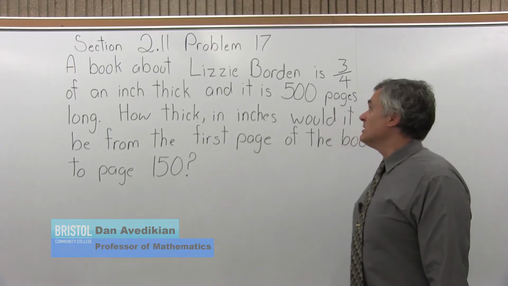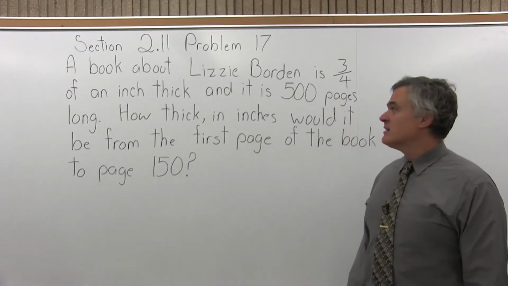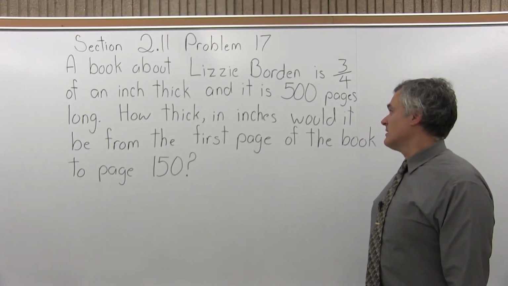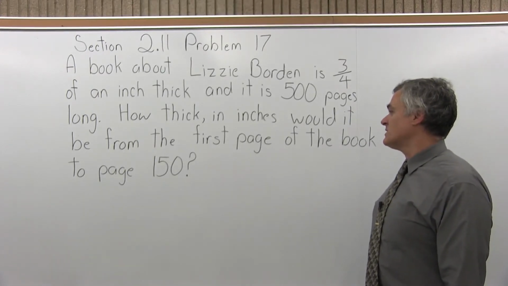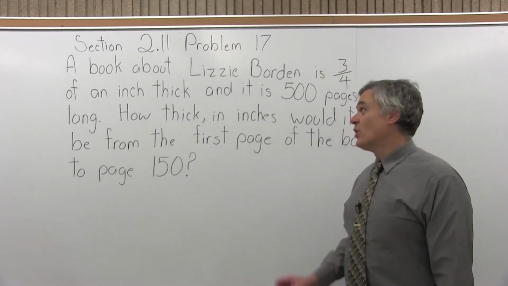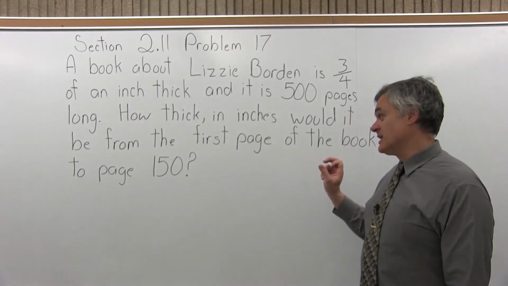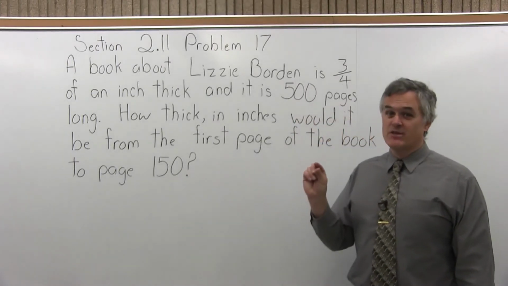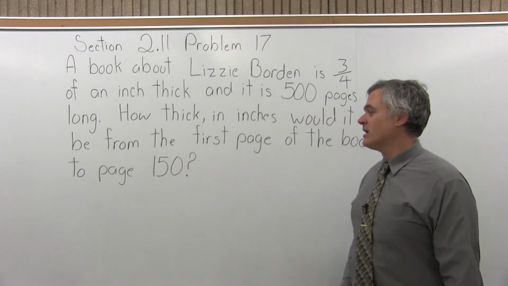It says, a book about Lizzie Borden is 3/4 of an inch thick, and it is 500 pages long. How thick, in inches, would it be from the first page of the book to page 150? So the whole book is 3/4 of an inch. So this is less than halfway through the book. So it'd be less than half of that 3/4, just to kind of start thinking about it.